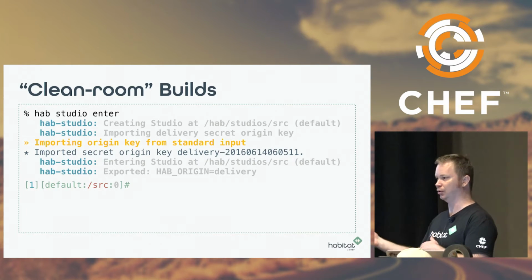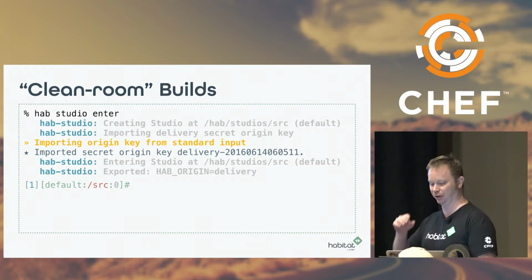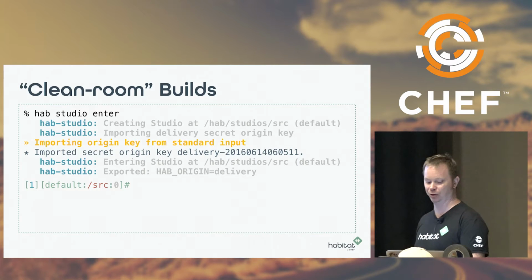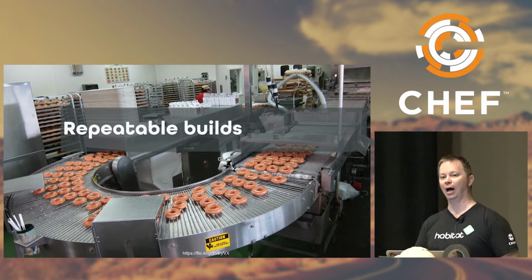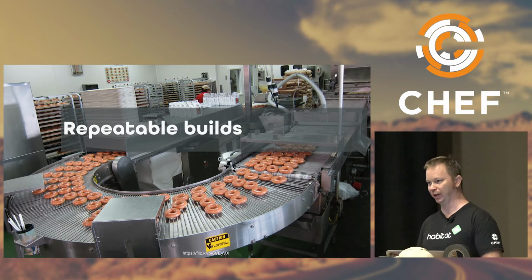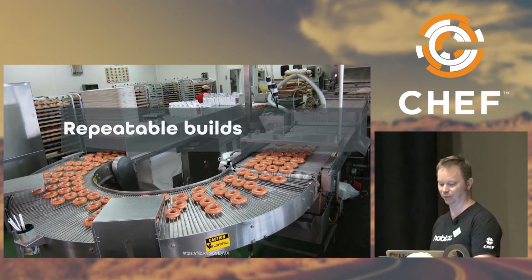And I can exit the studio and then upload the package and do things with it from there. And I can go back into the studio and have a repeatable build. So if I need to release a new version of the application, I go into the studio, I do a new build of the application, and it gives me the application artifact again for the new version.